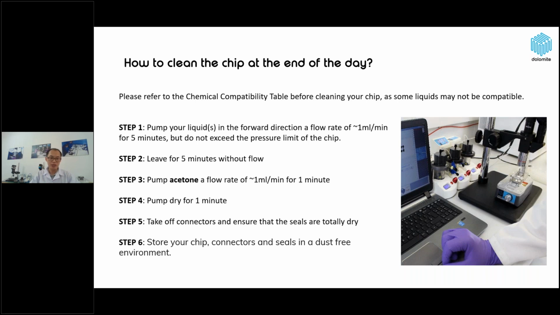And step 3, after the 5 minutes without flow, you pump acetone at a flow rate of 1 ml per minute for 1 minute. The acetone will flush all of the remaining solvents, including contaminants that dissolved in the solvent, out of the chip and clean the chip surface.